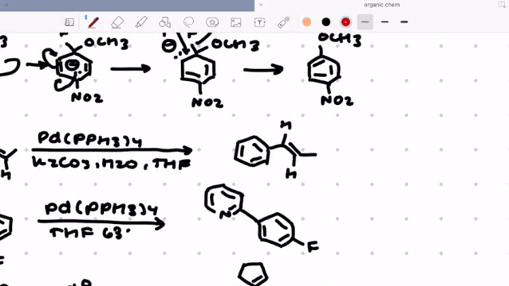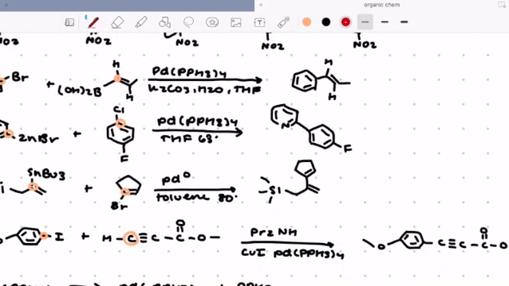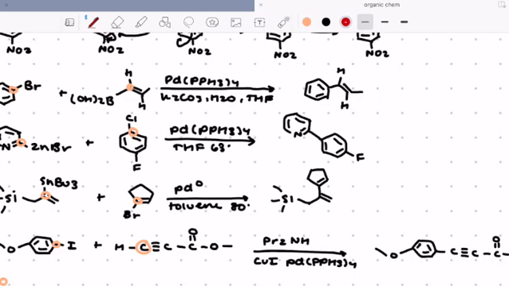An interesting note is that all of these different couplings actually use palladium as a catalyst, which is really important in recognizing these coupling reactions from the rest that we've learned.